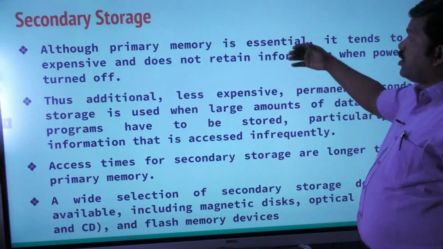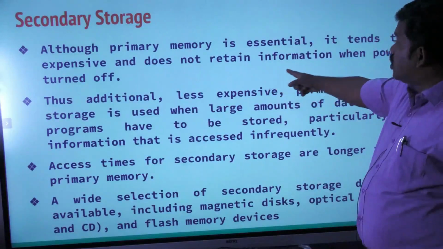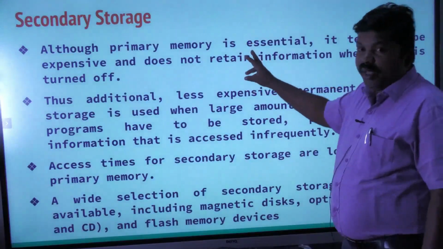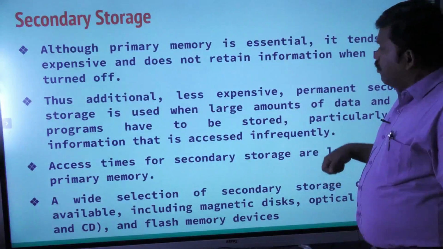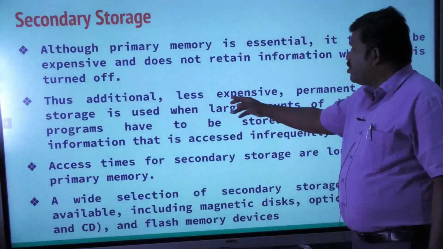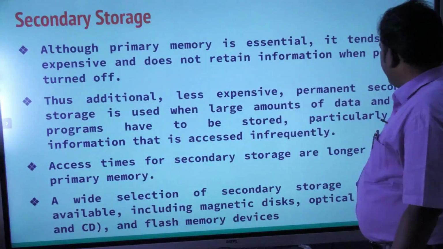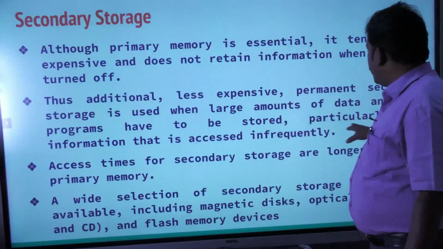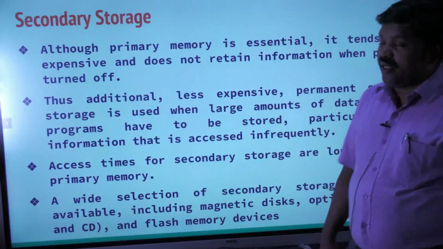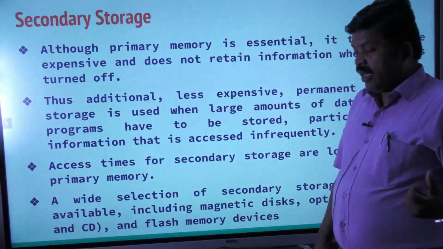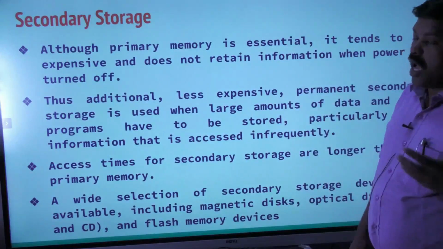That's why we are using storage devices. The primary memory is essential, but it tends to be expensive and does not retain information. These are the two major problems with primary memory. In order to avoid them, we have an additional, less expensive, permanent secondary storage used for large amounts of data and many programs, particularly for information that is accessed infrequently. So the storage devices store the data permanently. Whenever there is a requirement, the data is automatically taken from the secondary storage and moved to the primary memory.